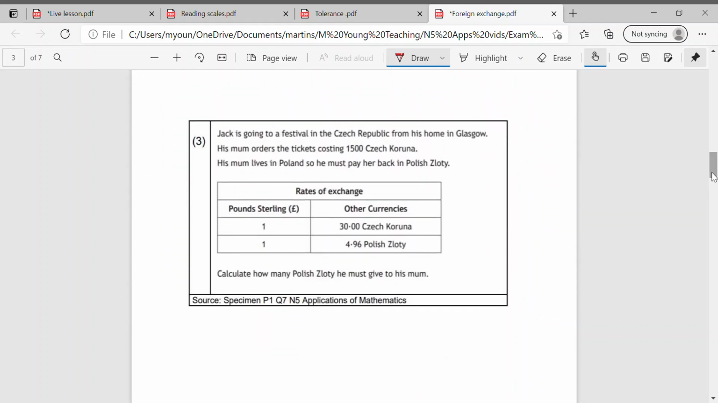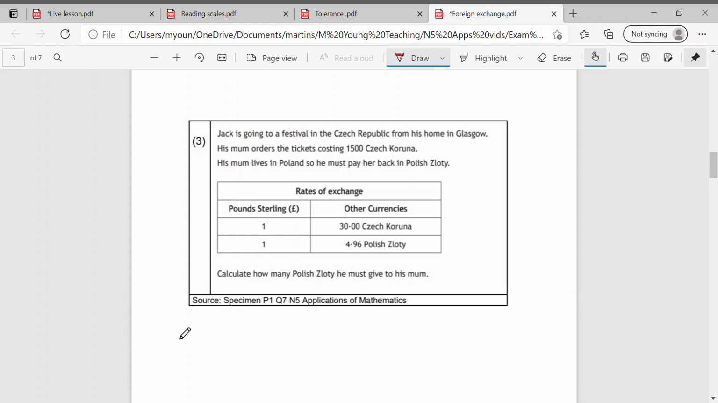Okay, so question number 3. Jack is going to a festival in the Czech Republic from his home in Glasgow. His mum ordered the tickets costing 1,500 Czech koruna. His mum lives in Poland, so he must pay her back in Polish zloty. Calculate how much zloty he must give to his mum. So again, if you look at the currency rate, there is no direct way to go from the Czech into Polish currency. So what we need to do is use pounds as the linking step.